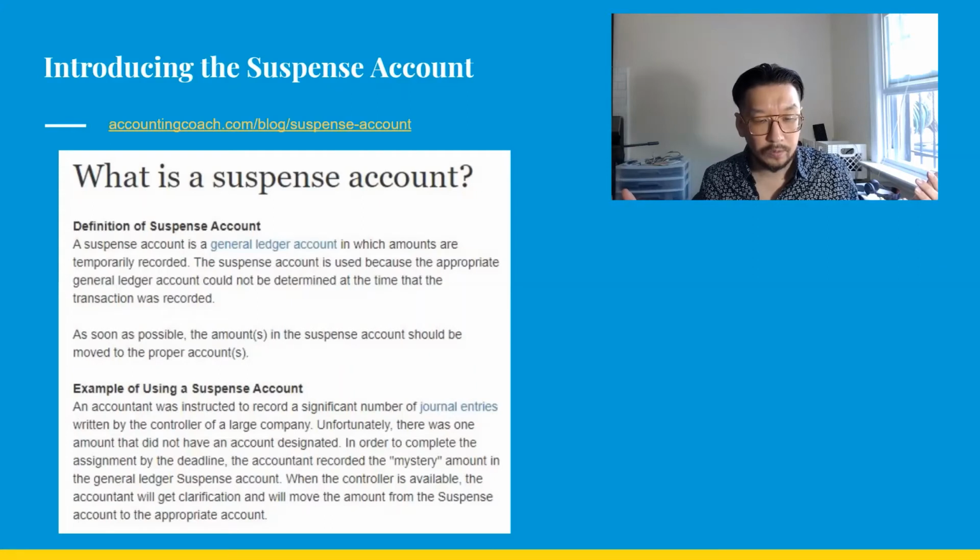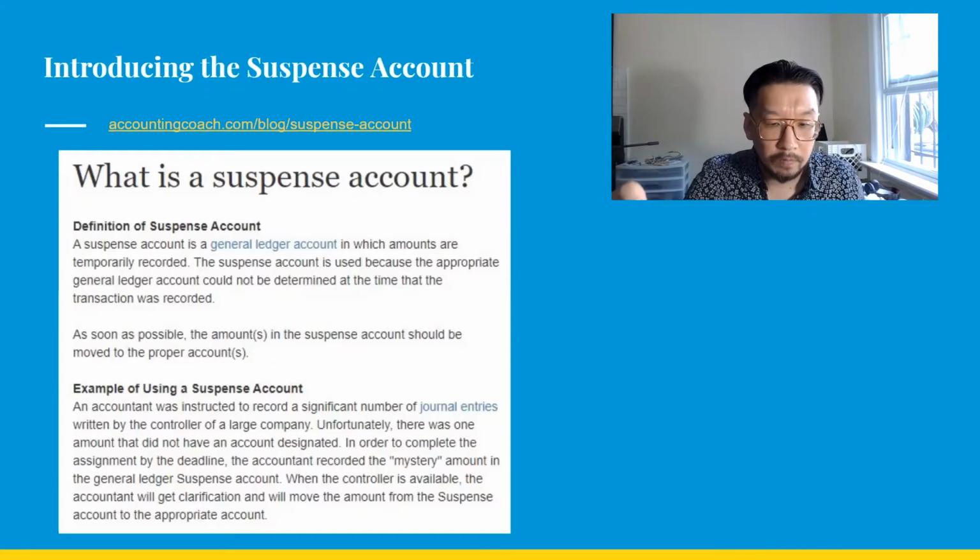Let's just quickly go through this example they have. An accountant was introduced to a record of a significant number of journal entries written by the controller of a large company. Unfortunately, there was one amount that did not have an account designated. In order to complete the assignment by the deadline, the accountant recorded the mystery amount in the general ledger suspense account. When the controller is available, the accountant will get clarification and move the amount from the suspense account to the appropriate account.